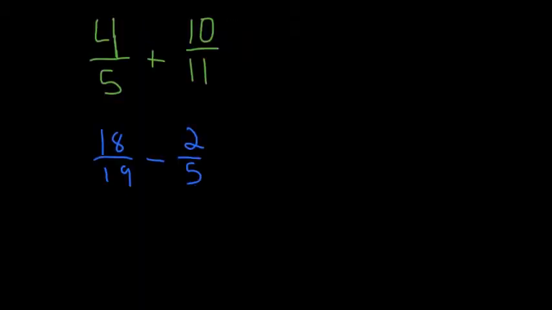Alright, so now we have 4/5 plus 10/11. So 4/5, 4 out of 5, that's almost a whole. So we're going to estimate that to be about 1. And then 10/11, that's almost a whole too, so that's going to be 1. So that would estimate to be about 2.